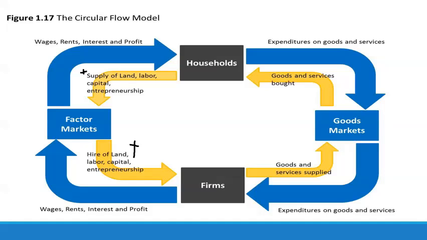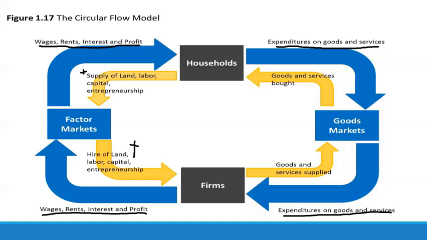So whenever households sell the factors of production, what they're getting back in return are wages, rents, interest, and profit. That's what they're receiving through the factor markets from the firms, which you'll notice down here, of course, those two match. So households sell the factors of production through the markets to the firms, and in return they receive the wages, rents, interest, and profit. On the other side of this, we have firms that are selling goods and services through our goods markets.